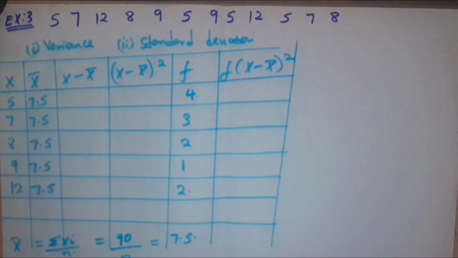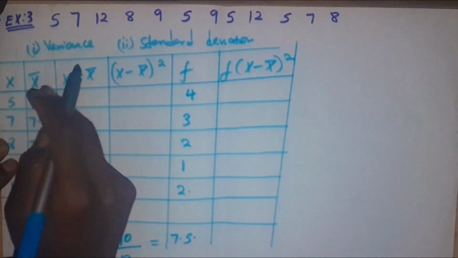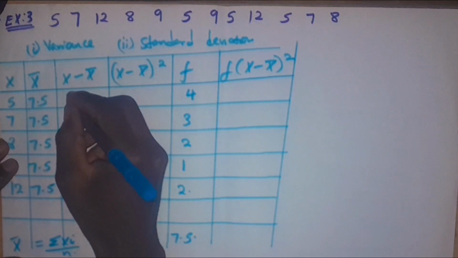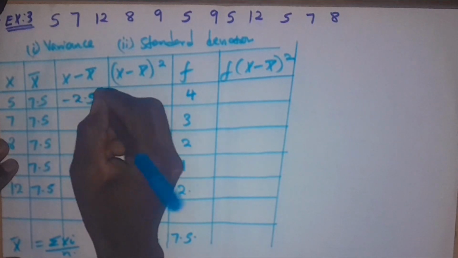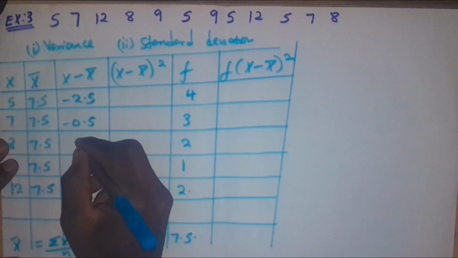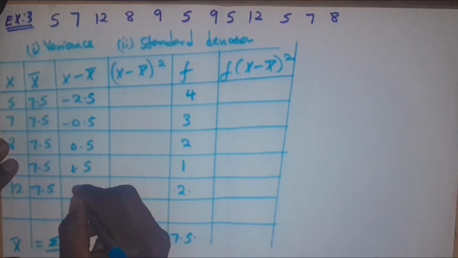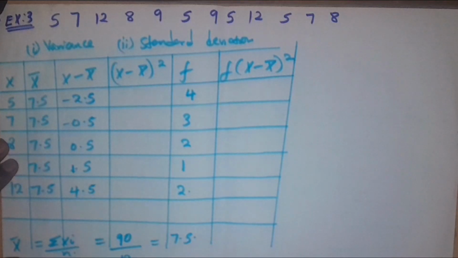After that, we need to find these values whereby each value is being subtracted by the mean. So we're going to say 5 minus 7.5. So 5 minus 7.5 is going to be negative 2.5. Then 7 minus 7.5, that's negative 0.5. If you repeat the process here, it's 0.5, 1.5, and then lastly 4.5.